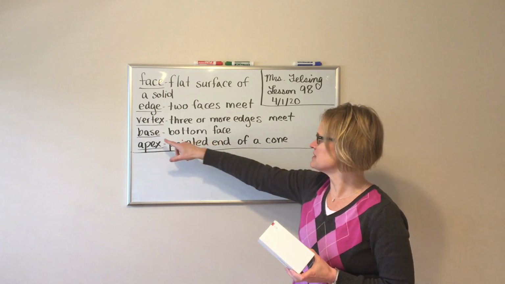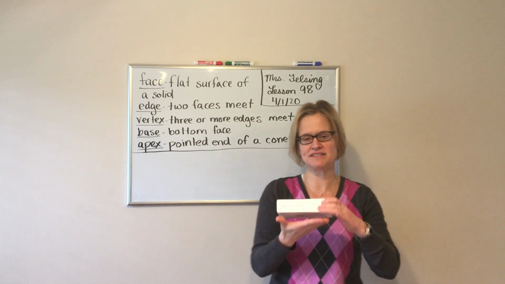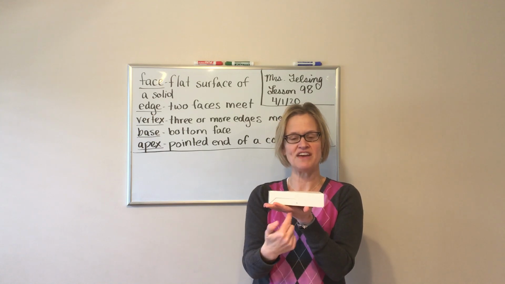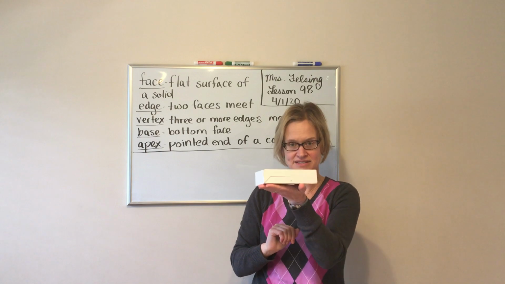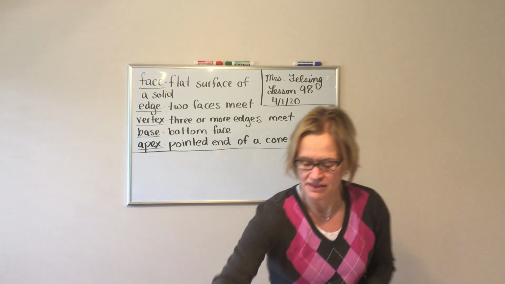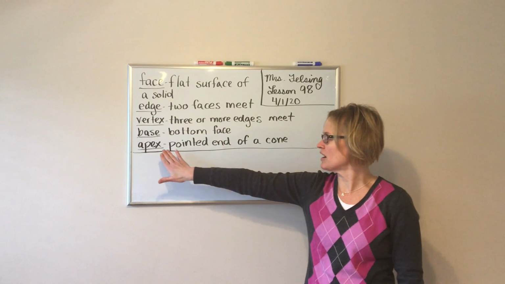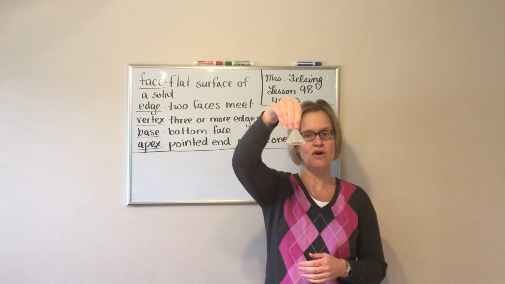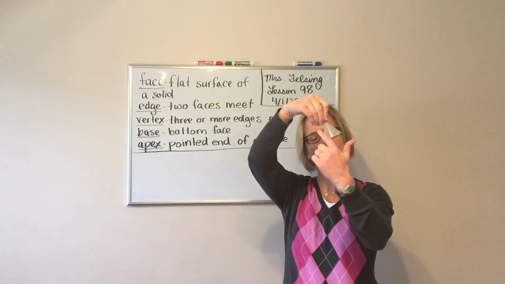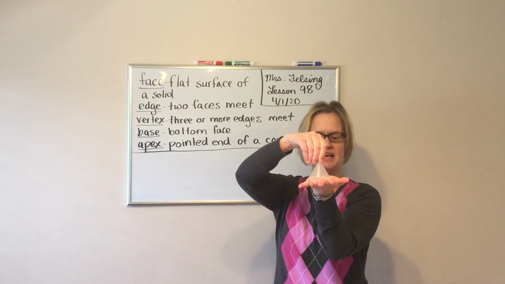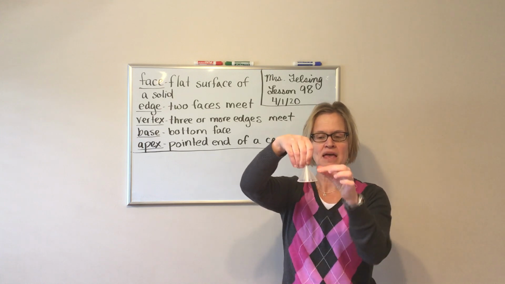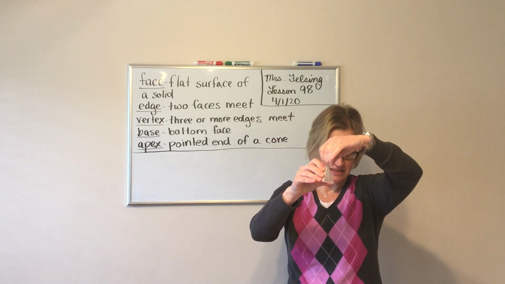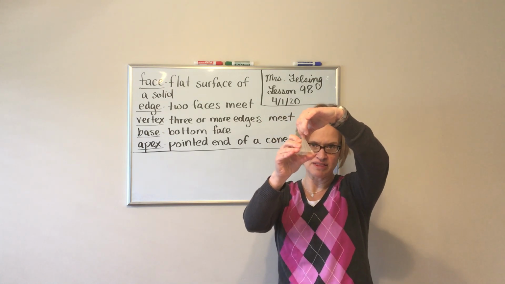The next word that we're going to take a look at is base. Base is the bottom face of the shape, so what it's resting on. This face that's resting on the palm of my hand is the base. The next term, and our final term that we're going to talk about, is apex. When you take a look at this geometric solid, a cone, it has a curved surface, but it also has a circular base. The point where everything meets up at the top, the pointed end of the cone, is called the apex.